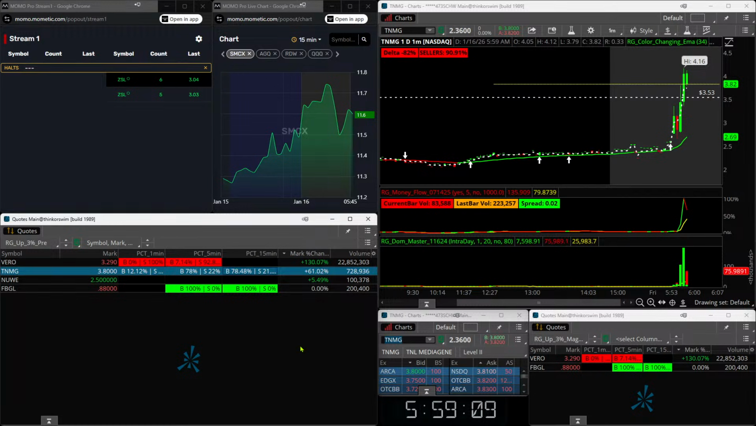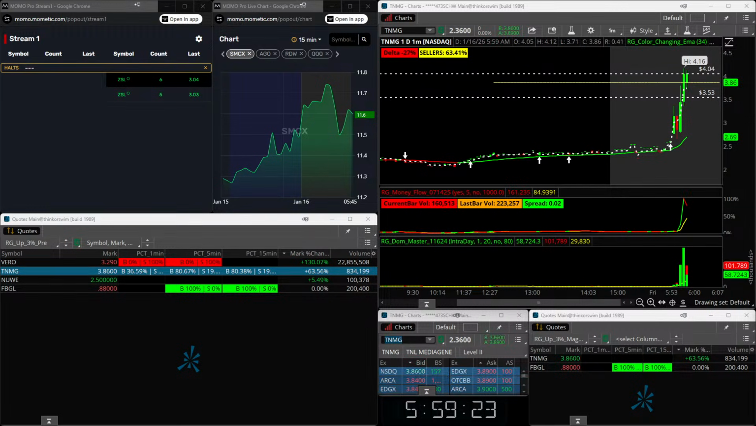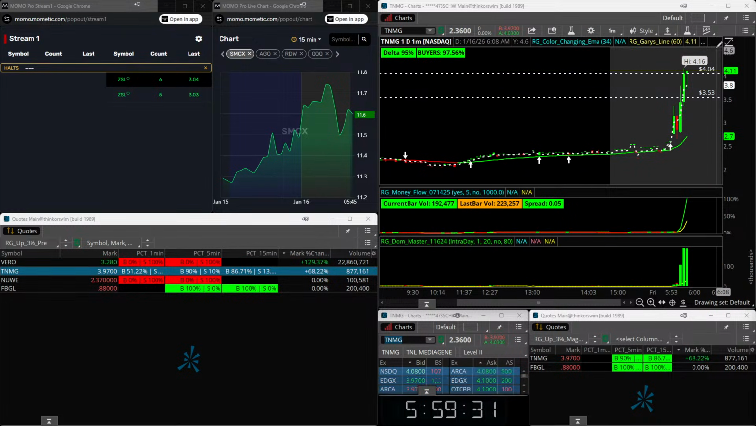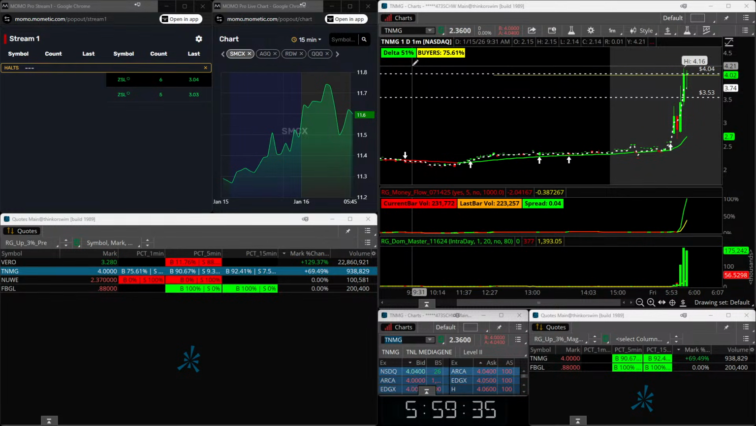TNMG bouncing around. We need this stock to break this upper level up here, which would be $4. If we can get above $4 and they're willing to pay more, all of these indicators will turn green, and this label will turn green, and the price will take off. Watching here, they are testing that $4 mark.